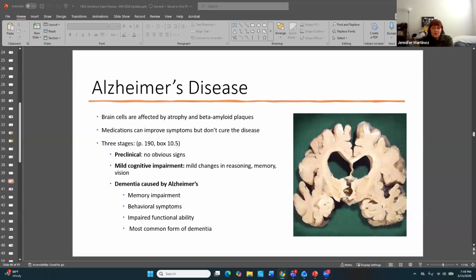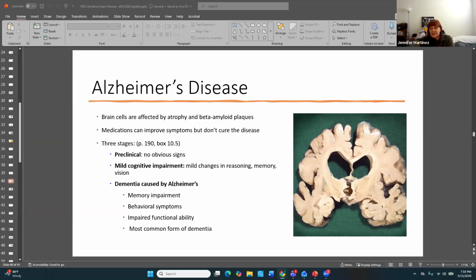Alzheimer's disease is the most common cause of dementia in the United States. The brain cells are affected by atrophy and what we call beta amyloid plaques. Medications can be prescribed, so there's a variety of different Alzheimer's medications out there. However, they are not a cure. They're there just to assist and help with the symptoms.